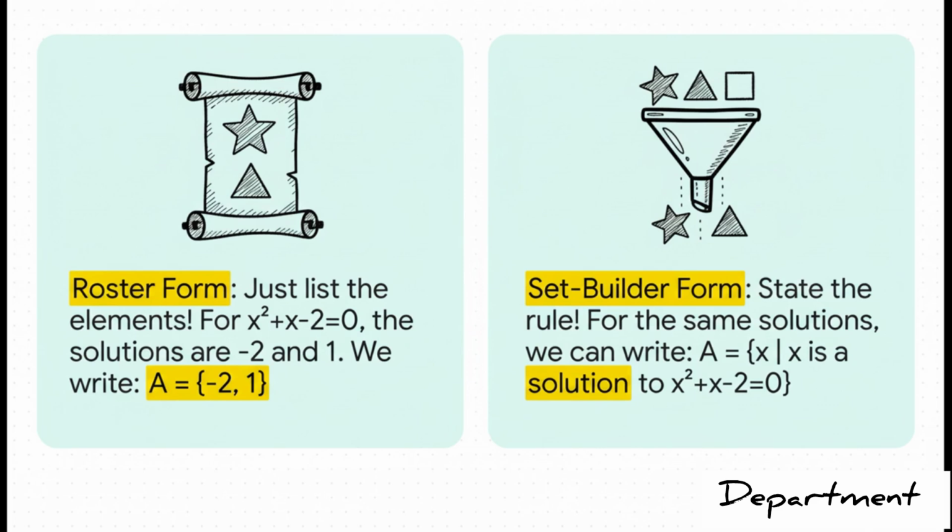The other way is called set builder form. Here, instead of listing everything, you just state the rule that an element has to follow to be in the set. So we'd say A is the set of all numbers x, such that x is a solution to this equation. It's 2 different ways of saying the exact same thing.